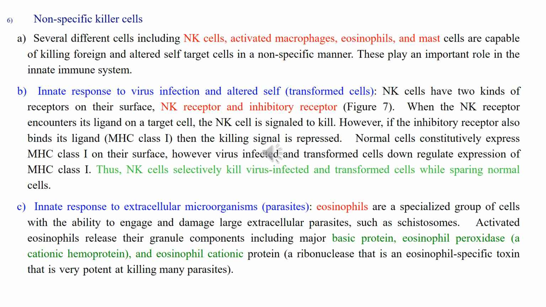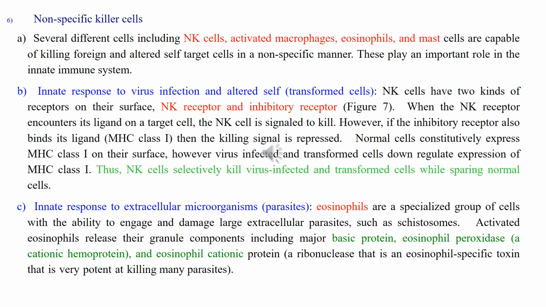Non-specific killer cells. Several different cells, including natural killer cells, activated macrophages, eosinophils, and mast cells, are capable of killing foreign and altered target cells in a non-specific manner. These play an important role in the innate immune system, and these will be talked about later on in subsequent lectures.